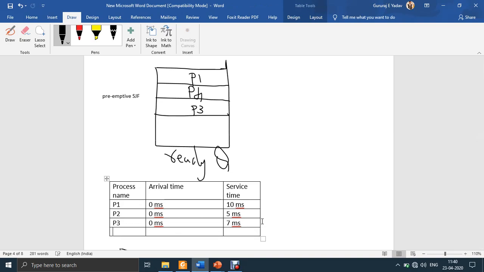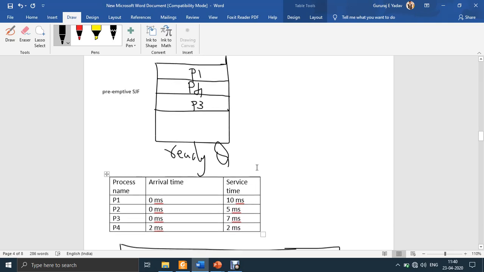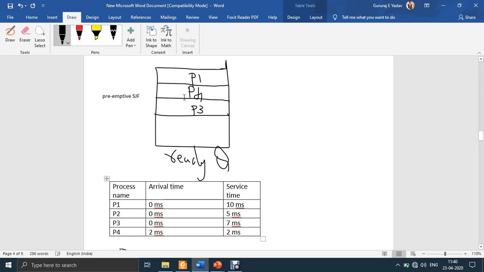So you have to write down P4 here. But remember, P4 is not entering at 0 milliseconds, it is entering at 2 milliseconds. And what is the estimated completion time? The estimated completion time of P4 is also 2 milliseconds. As soon as P4 enters the ready queue, this ready queue will be sorted now. Why? Because that is the concept of preemptive SJF.